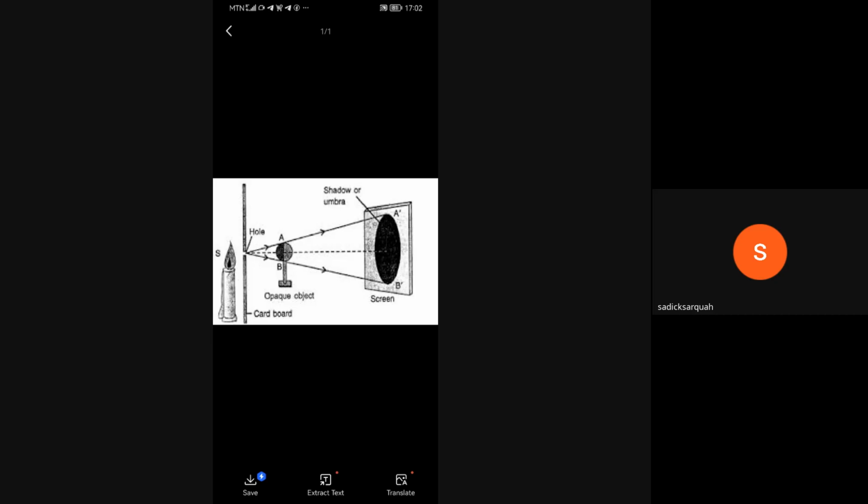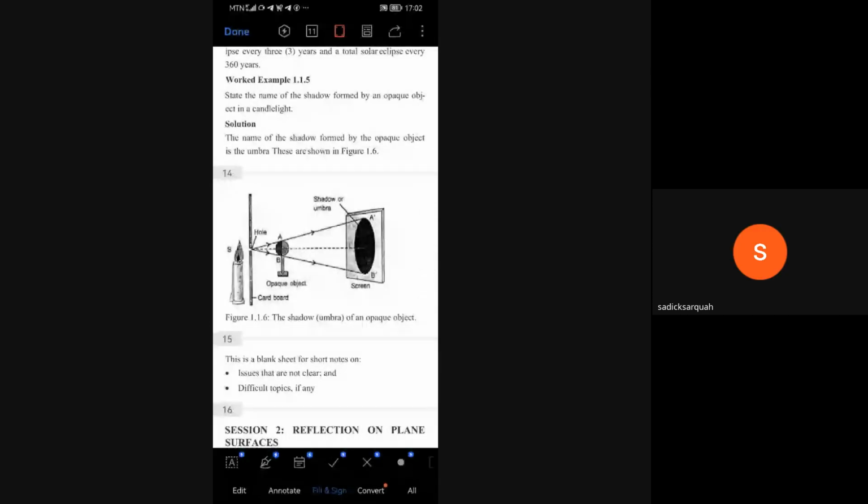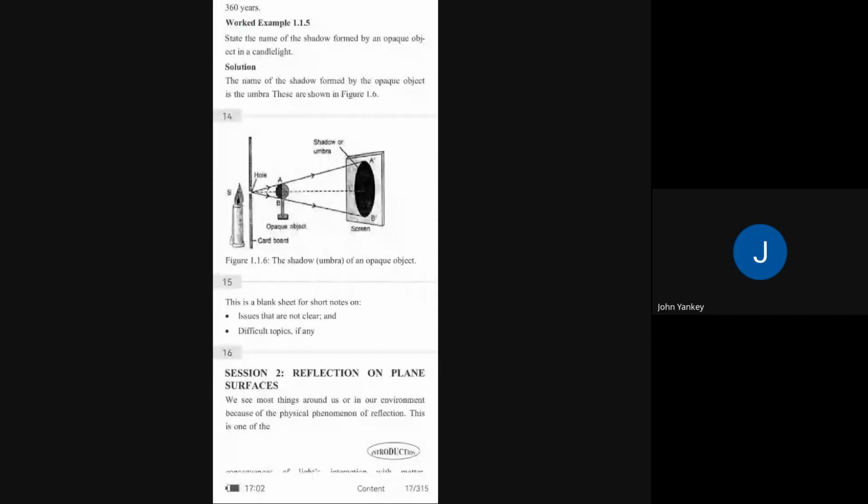Sir, please, the diagram that you are showing is different from what you are saying now. Please go to page 16.